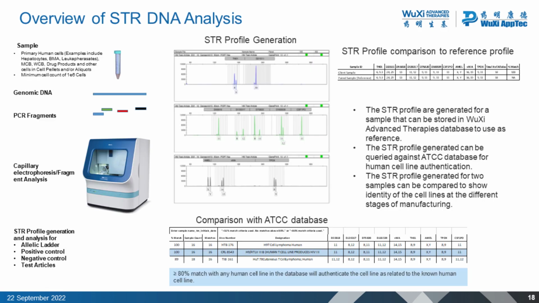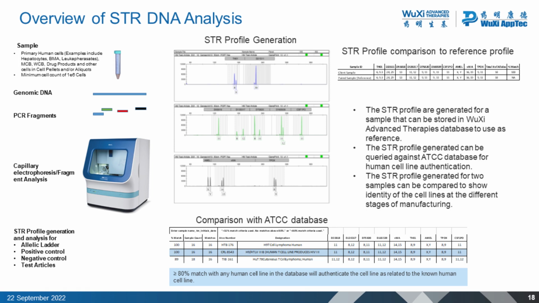Just giving a quick overview of the STR data analysis method. Samples used are primary human cells. The minimum cell count is 10 to the 6 cells. The cell pellet or the cell suspension is isolated to obtain genomic DNA. Multiple PCR reactions are performed that amplify the different loci. We have several sets of reverse and forward primers. The PCR fragments so obtained then undergo capillary electrophoresis and fragment analysis on the ABI 3500 XL genetic analyzer.